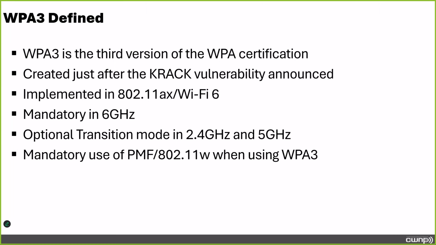But it's important to know that WPA3 is required in Wi-Fi 6 in 6 gigahertz. So if you're using 6 gigahertz, and this is still true with Wi-Fi 7, then you've got to use WPA3. There is this transition mode that allows you to have WPA3 but fall back to WPA2. We'll talk about some issues with that in a moment. It does also require mandatory use of protected management frames, or 802.11w, within the use of WPA3.